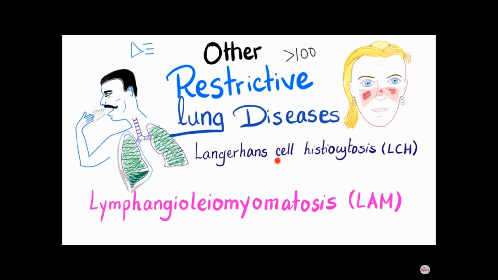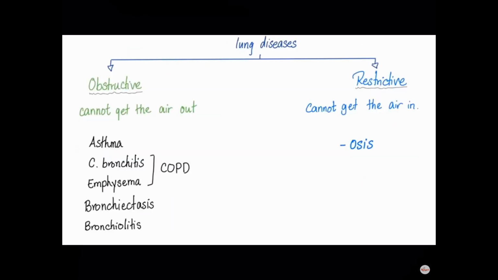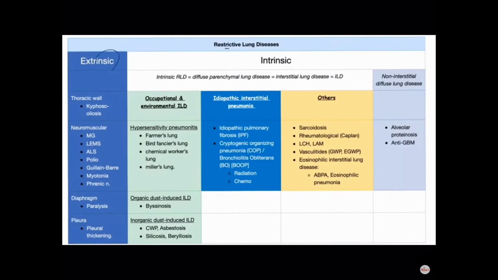Langerhans cell histiocytosis is more common in men. Lymphangioleiomyomatosis is more common in women. With that being said, now let's get started. Lung diseases are divided into obstructive and restrictive. We are here. Restrictive is divided into extrinsic and intrinsic. Intrinsic is divided into parenchymal and non-parenchymal. Parenchymal is divided into occupational, idiopathic, and others. Today we'll talk about those others.